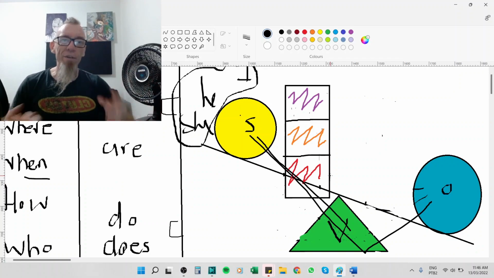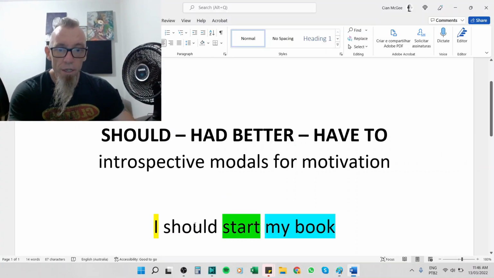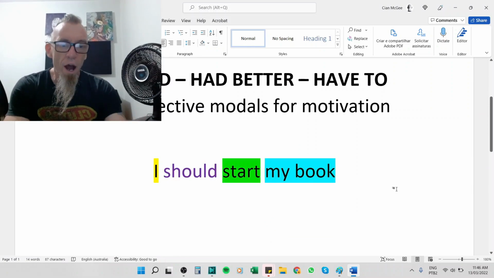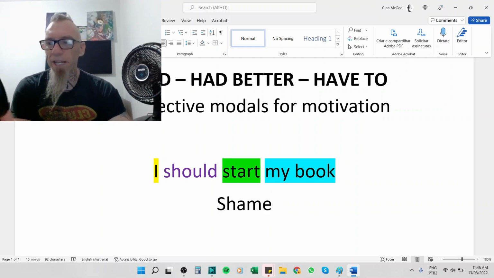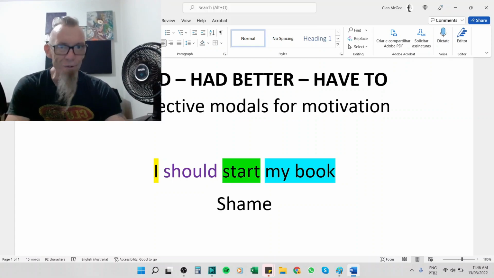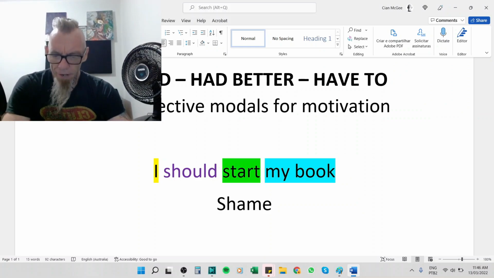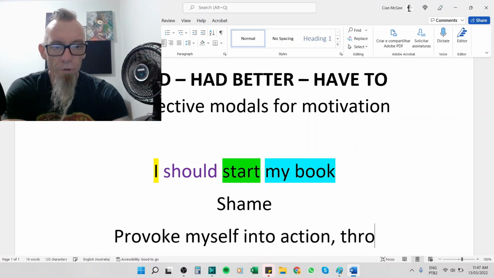So, how does that relate to should, had better, and have to? And why these colors? Well, should is the color purple. So I'll make these here. Why is should the color purple? Especially I should. I should reflects shame. Imagine starting the book is something that we can say I want to do, I need to do, I must do, or inevitably will be done. But I'm sitting on the edge of my sofa, and I'm like, fuck, I should start. I should. And what am I doing? This should allows me to feel shame, vergogna. I'm trying to provoke myself into action through shame.